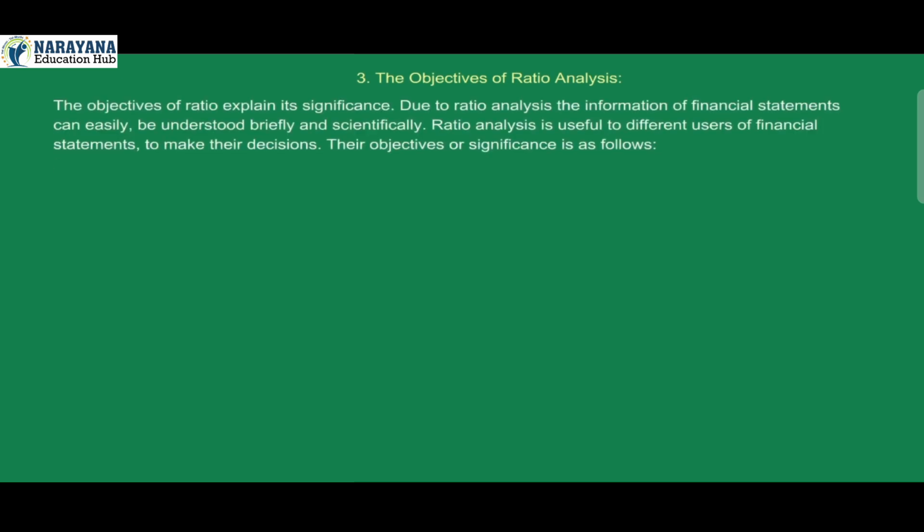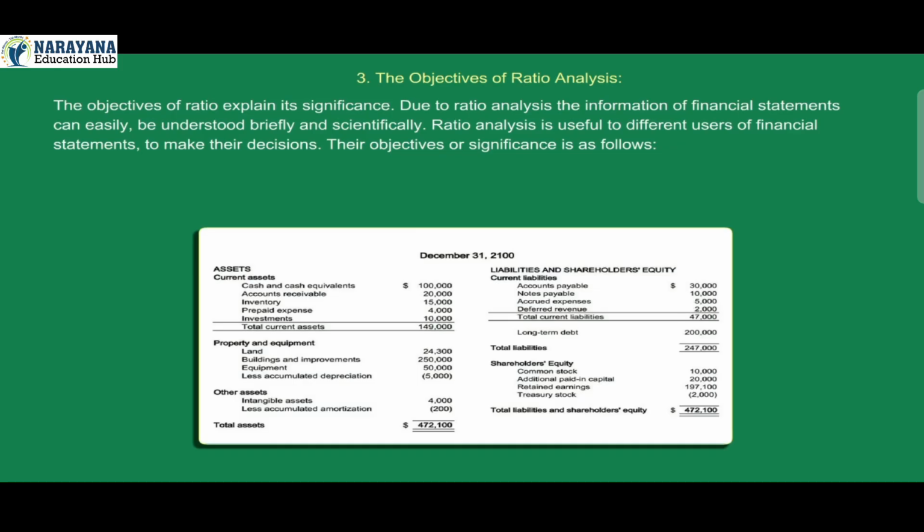3. The objectives of ratio analysis. The objectives of ratio analysis explain its significance. Due to ratio analysis, the information in financial statements can easily be understood briefly and scientifically. Ratio analysis is useful to different users of financial statements to make their decisions. Their objectives or significance are as follows.